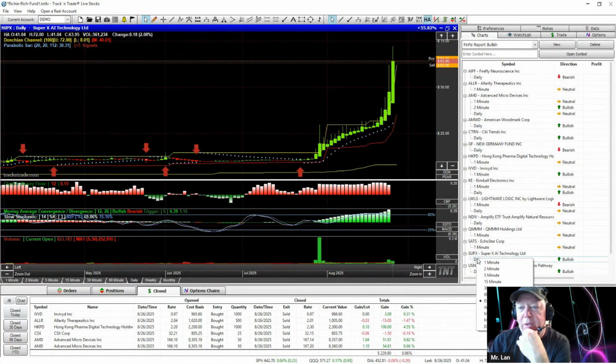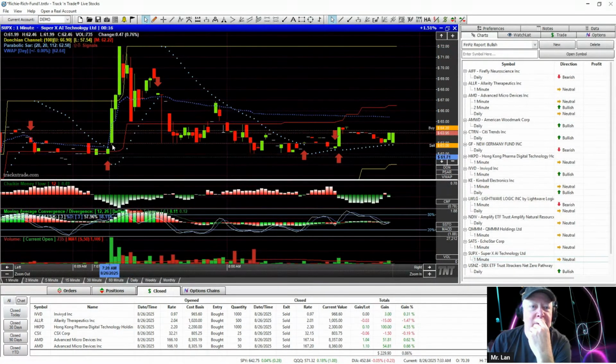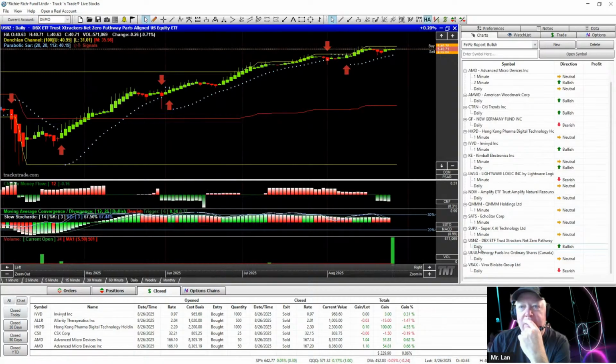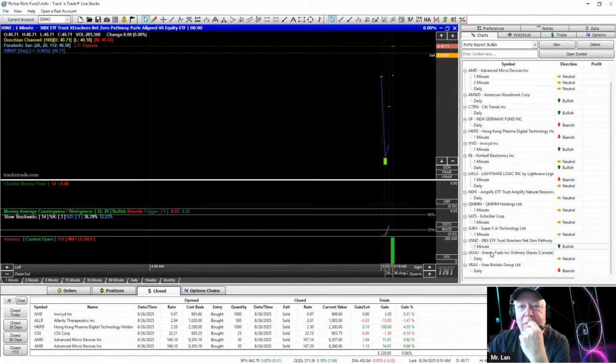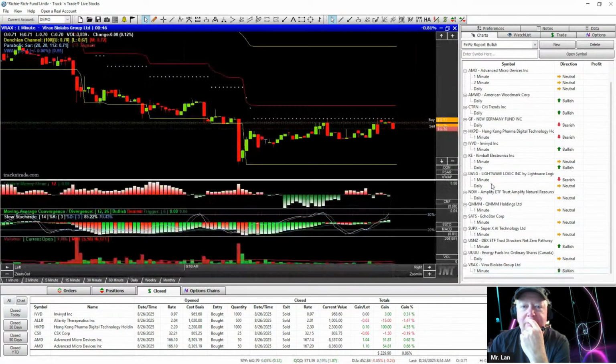Super X. Look at Super X. Wow. It took off. Oh, just a little morning explosion, and now it's dead. Can't trade that thing. Oh, $63 of it. Look at how wide the spread is. USNZ, Trust Tracker Net Zero Pathway Paris Aligned U.S. Equity ETF, whatever that is. Under the 1 minute chart, it says it's nothing. Dead. VRAX. Don't spend a lot of time on these dumb things because some of them are just dead. That's just nothing worth spending our time on. That's a dead market too.